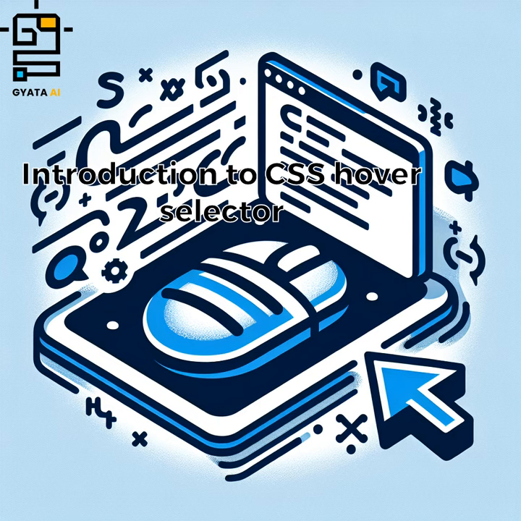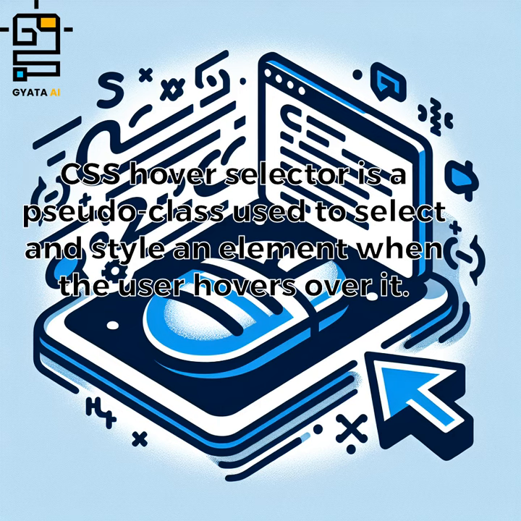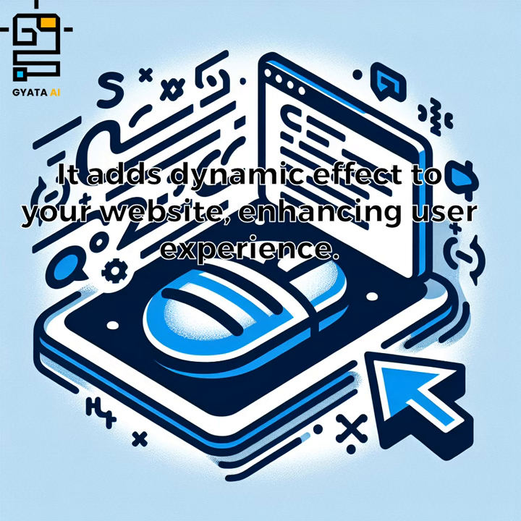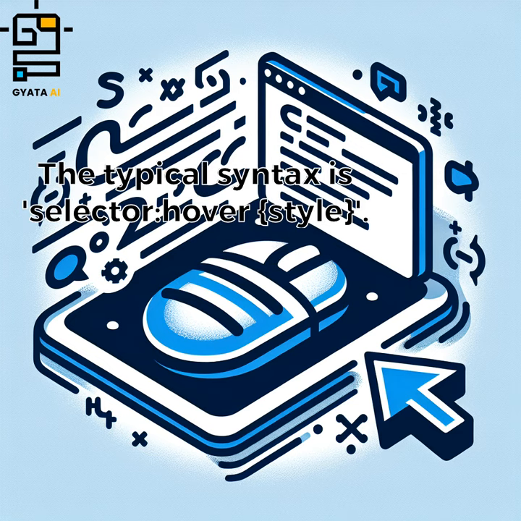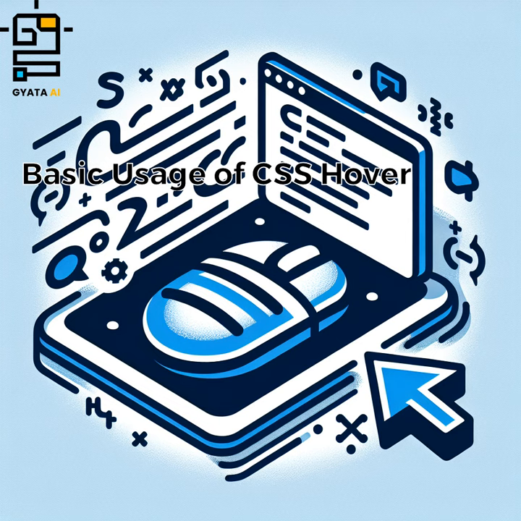Introduction to CSS Hover Selector. CSS Hover Selector is a pseudo class used to select and style an element when the user hovers over it. It adds dynamic effect to your website, enhancing user experience. The typical syntax is selector:hover { style }, basic usage of CSS Hover.